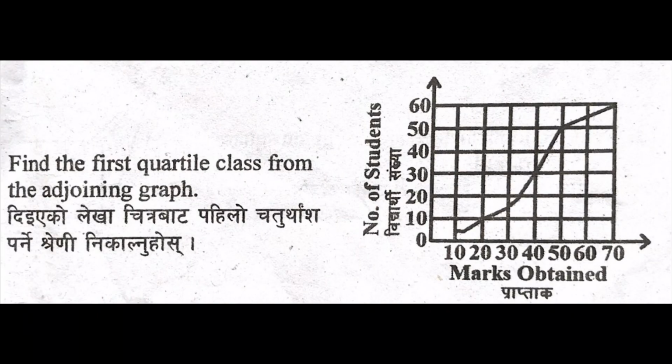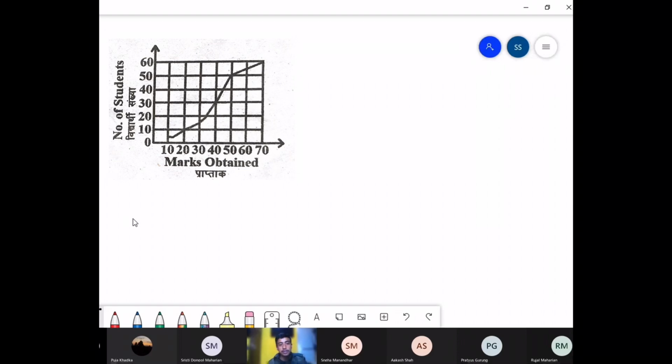Okay, that is less than OGIVE. Okay, and then you are asked to find out the first quarter class only, not the value. Okay, just the class you have to find out. For that, first you have to locate the total number of students.